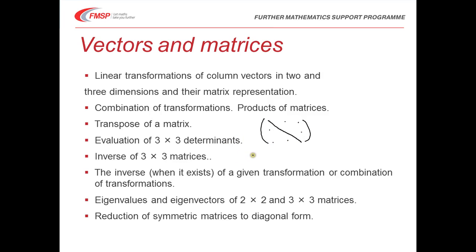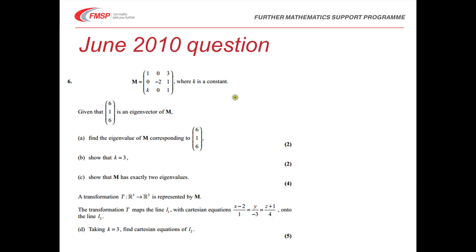A 3x3 determinant, how to take that, how to take an inverse of a 3x3 matrix where the determinant is non-zero. You need to understand that taking the inverse of a 3x3 matrix corresponds to its inverse transformation, wherever that's possible to do. And then eigenvalues and eigenvectors and diagonal form. So the first question we're going to look at will actually involve us looking at eigenvalues and eigenvectors. So let's move on to that question.